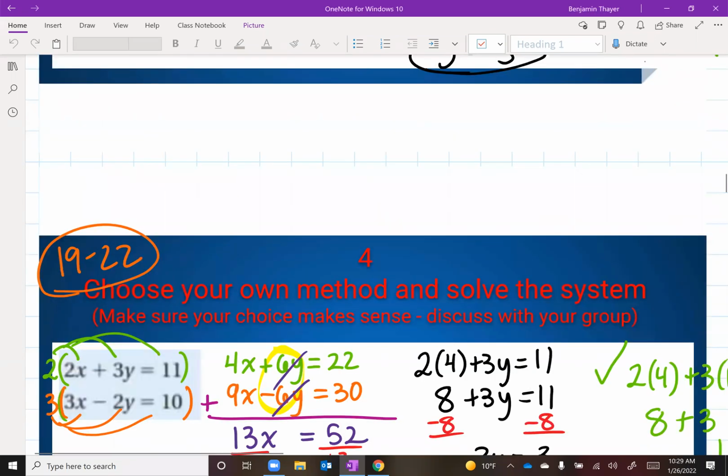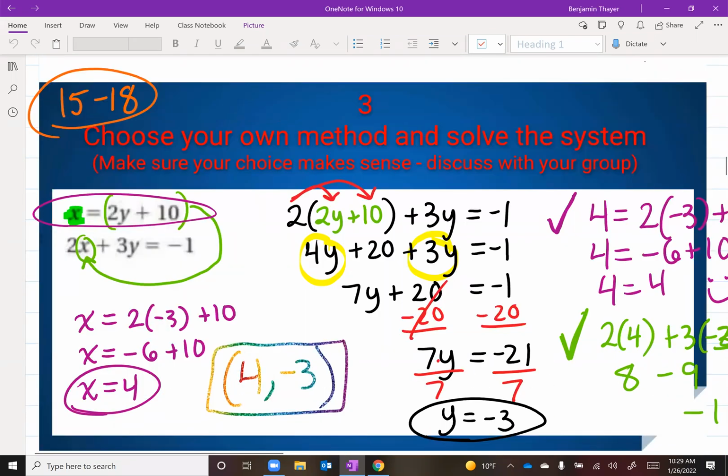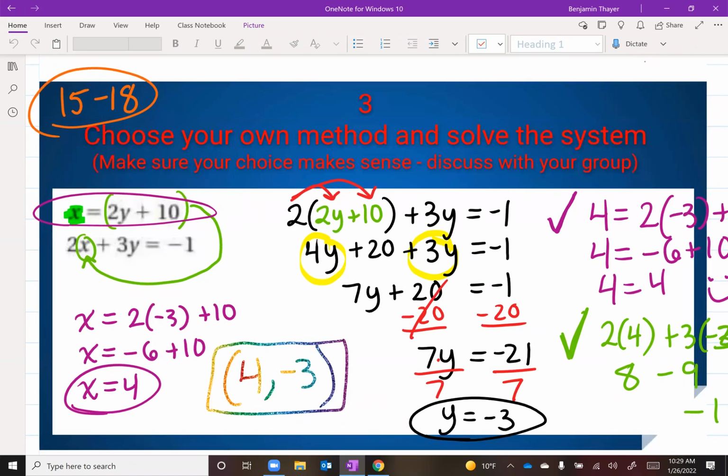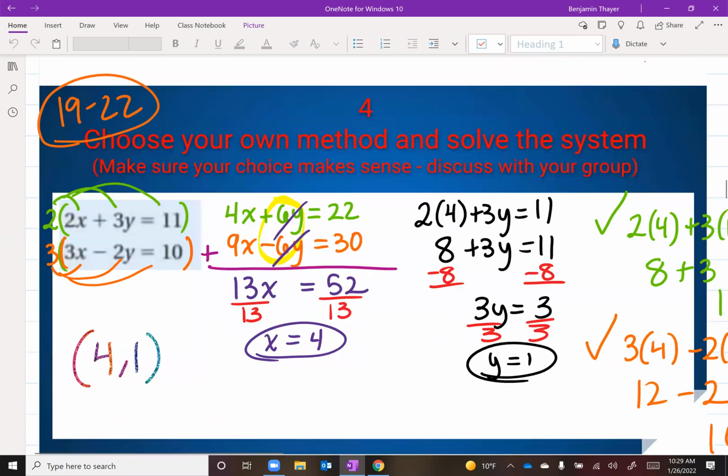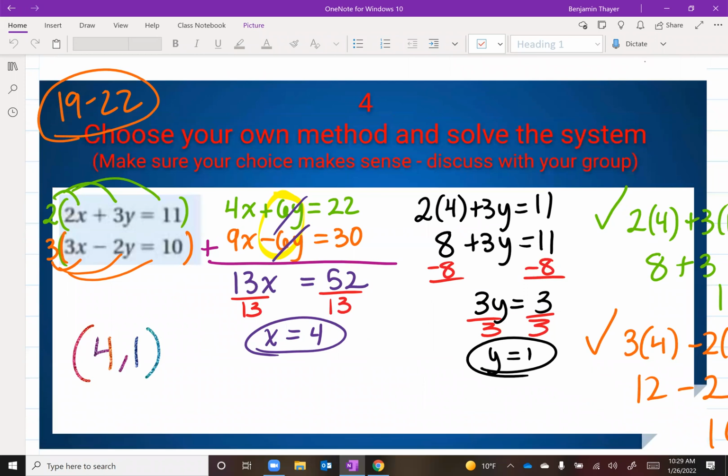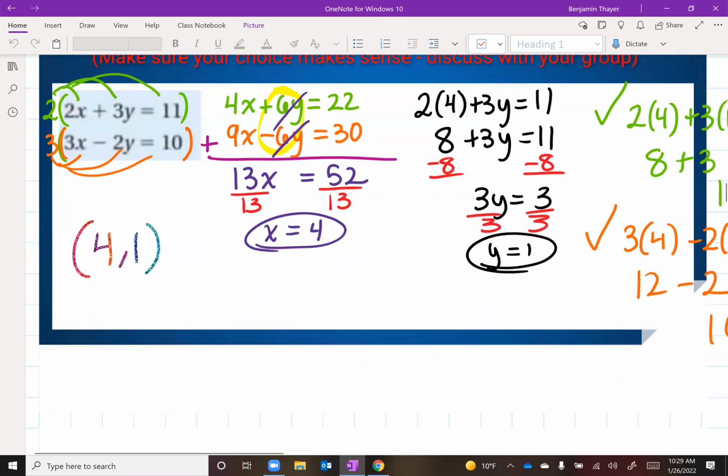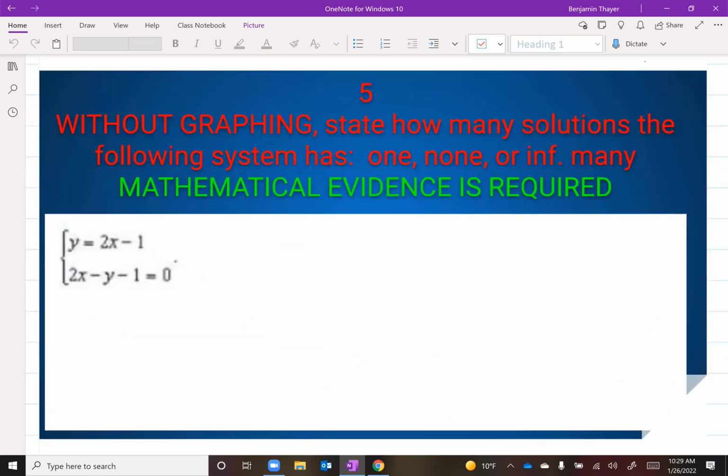Previously, we reviewed problems like 15 through 18, where you had to solve by substitution, and problems like 19 to 22 on homework 51, where you had to solve by elimination. So now here's an example, number 5, where you don't have any practice on this, so pay special close attention to this example.